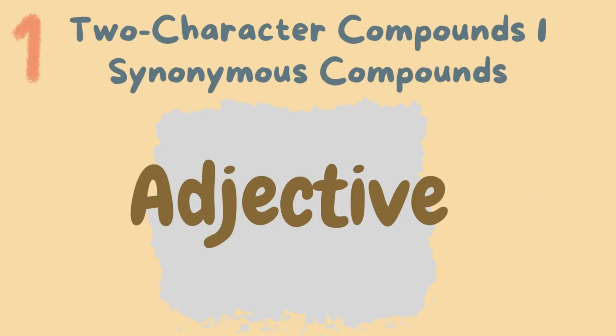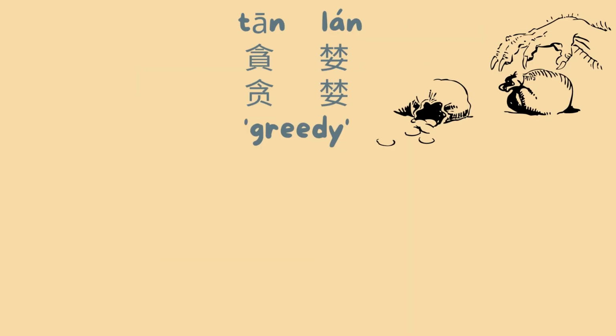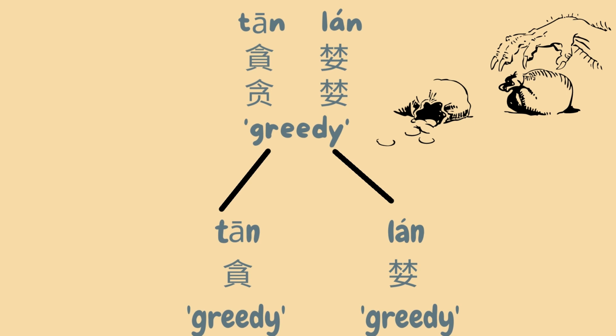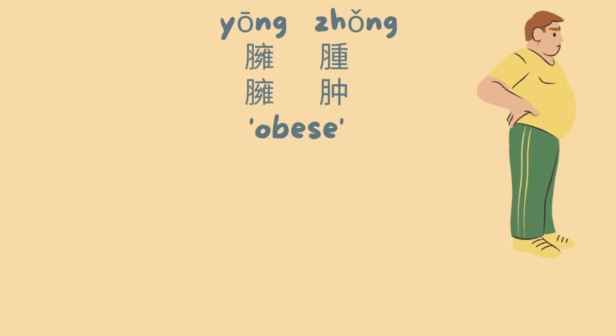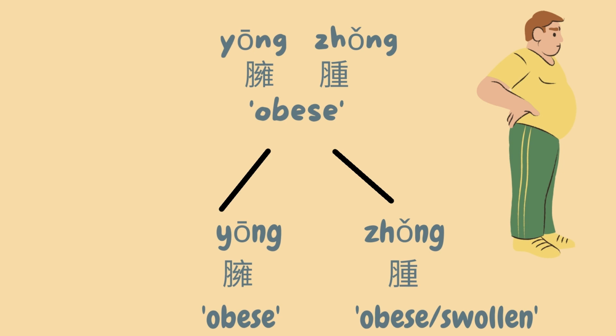In the next section, we're going to talk about adjectives. The first word is 贪婪, greedy. Both the constituent characters 贪, greedy, and 婪, greedy, are synonymous with one another and with the word they form. 贪婪, greedy. The next one is 臃肿, obese. Both the constituent characters 臃, obese, and 肿, obese, are synonymous with one another and with the word they form. 臃肿, obese.